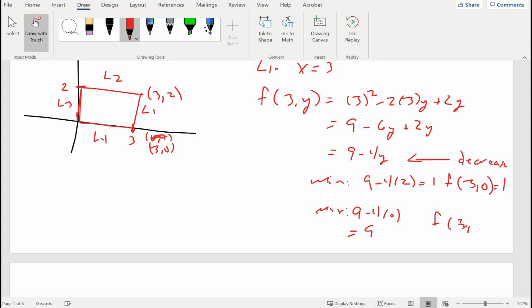F of 3, 2 is equal to 9. Okay. So on that boundary, these are my minimum and maximums. And it just happened to occur at the endpoints. It doesn't always happen at the endpoints. Now we'd have to do lines 2, 3, and 4, right?